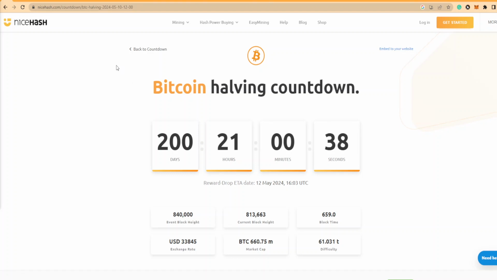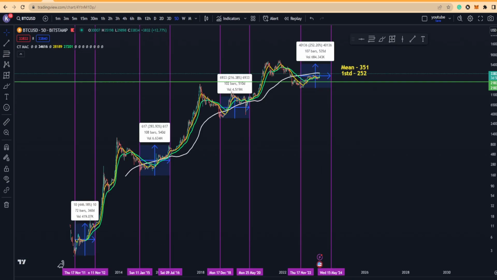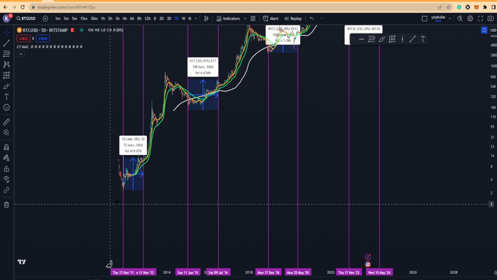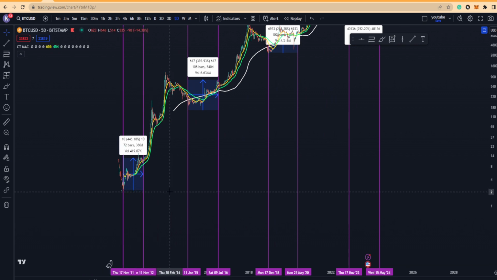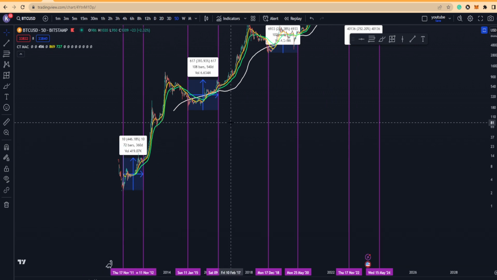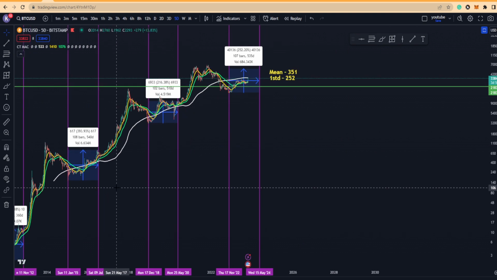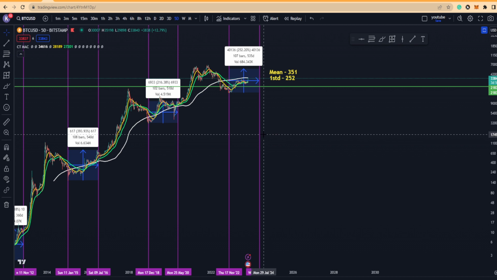All right, guys, we have about 200 to 205 days left for the Bitcoin halving. I've marked all of the prior iterations of the halving, from the bear market until the halving has taken place, and we're going to be discussing the key target areas we should be at by May, which is when the halving will occur.